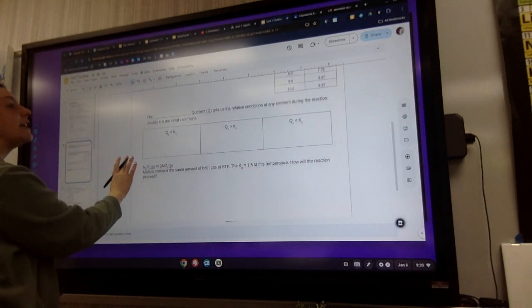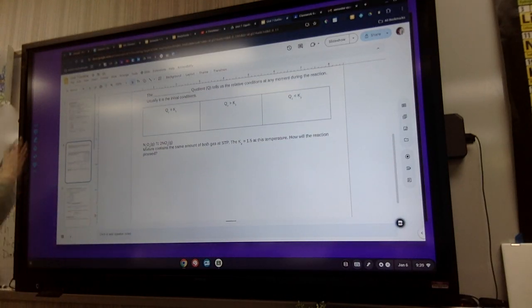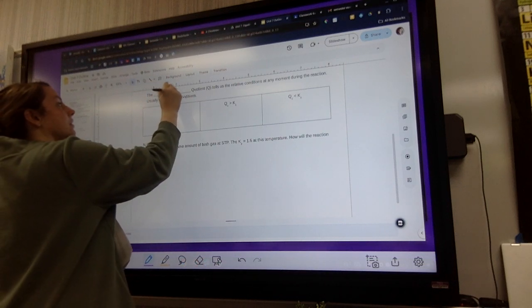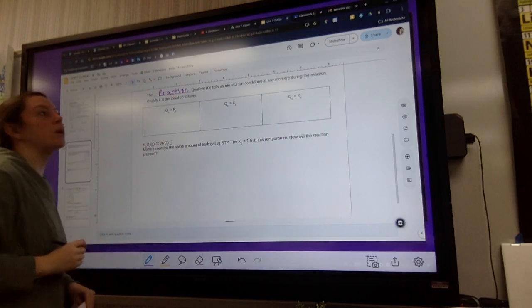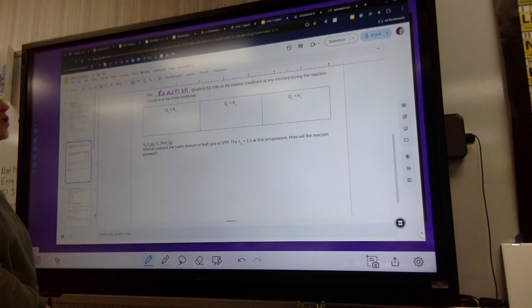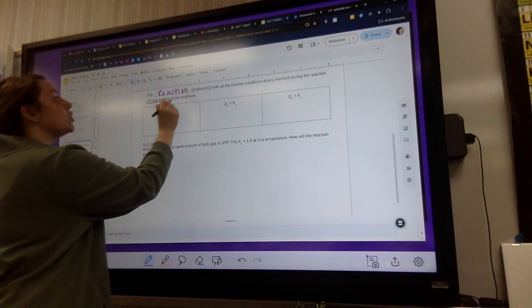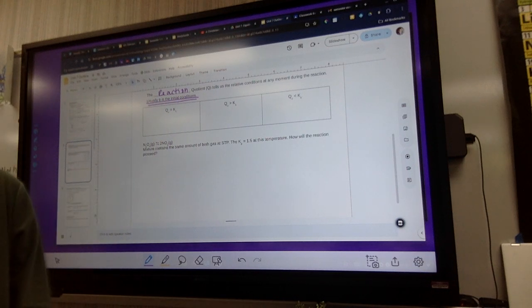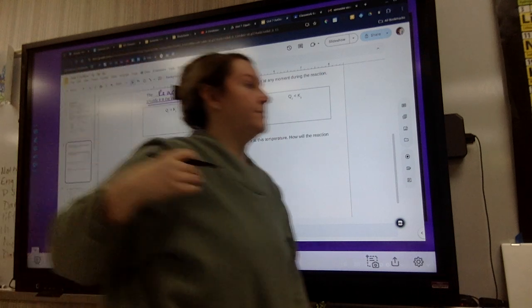So those were all our equilibrium constants, which are K. We also have the reaction quotient, which is Q. This tells us the relative conditions at any moment during the reaction. Usually it's the initial conditions, so usually at the start of the reaction.